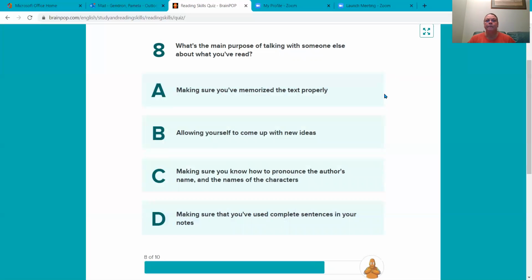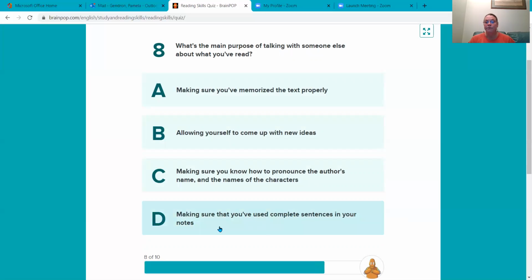Question 8, what's the main purpose of talking to someone else about what you've read? Is it A, making sure you've memorized the text properly? B, allowing yourself to come up with new ideas? C, making sure you know how to pronounce the author's name and the names of the characters? Or D, making sure that you've used complete sentences in your notes?